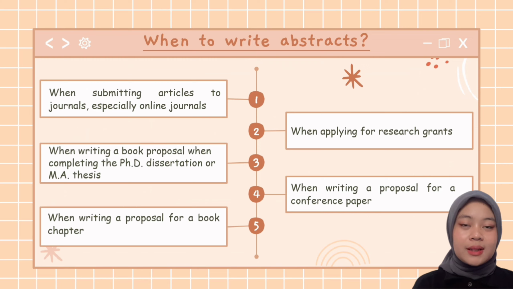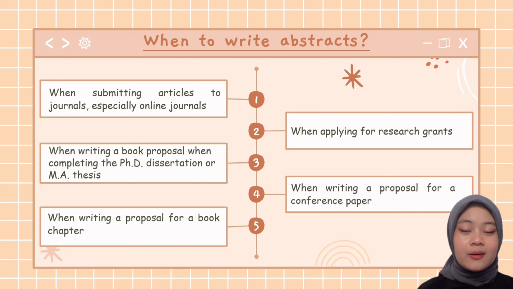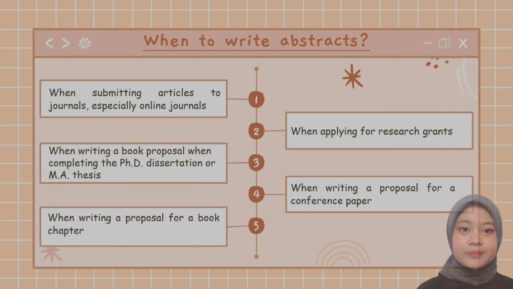When to write an abstract? 1. When submitting articles to journals, especially online journals. 2. When applying for research grants. 3. When writing a book proposal, when completing the PhD dissertation or MA thesis. 4. When writing a proposal for a conference paper. 5. When writing a proposal for a book chapter.